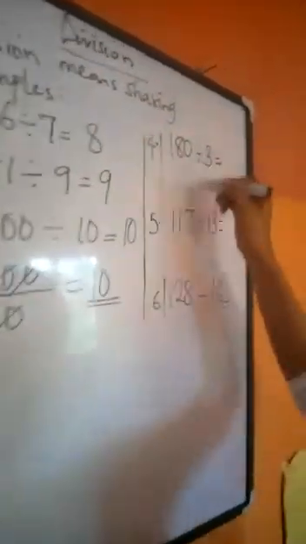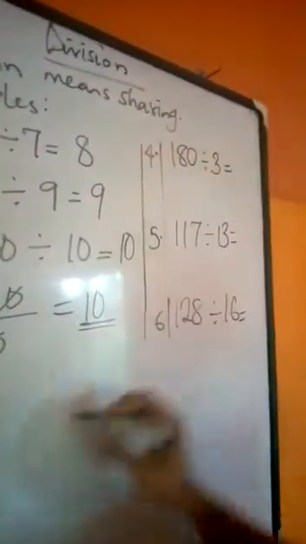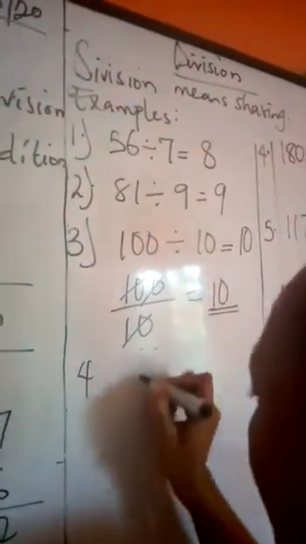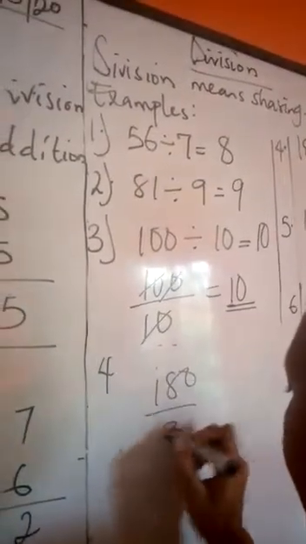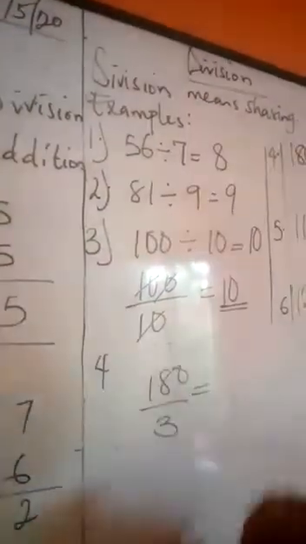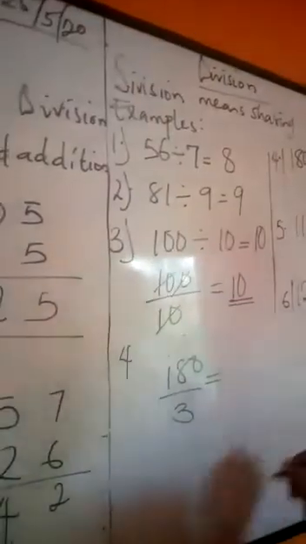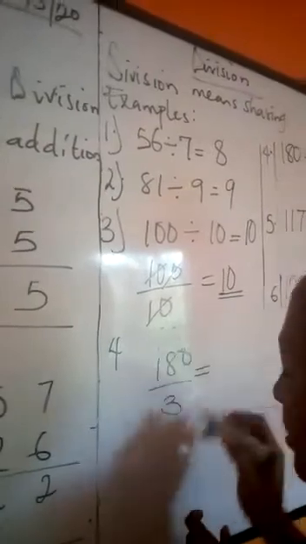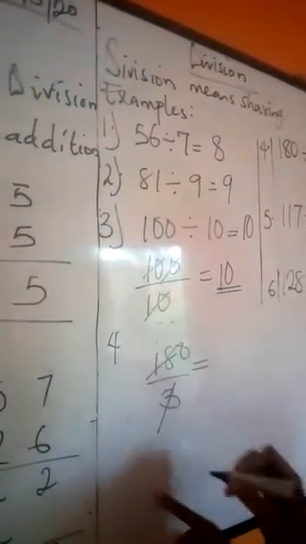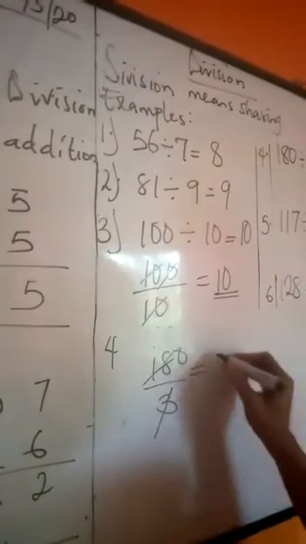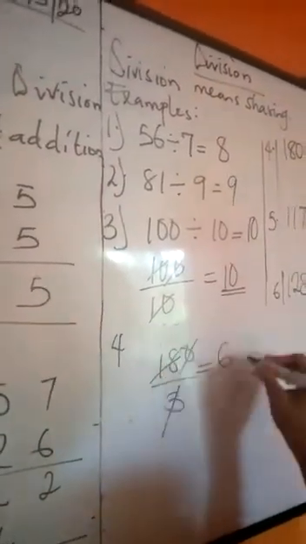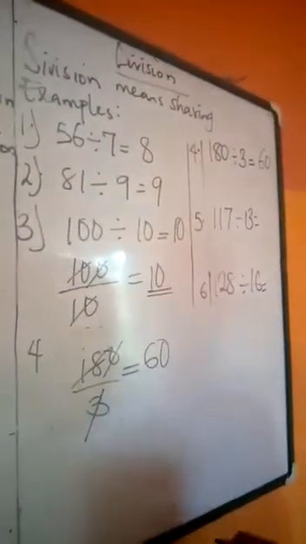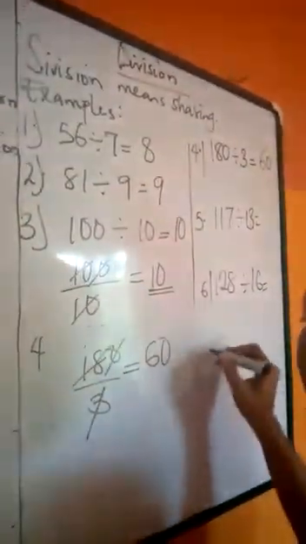180 divided by 3. Instead of counting out 3 heads to multiply, to count at 180, you simply do what? Take it part by part. 3 divides 18 is what? 6. 3 divides 0 is 0. So my answer now is 60. You see that?